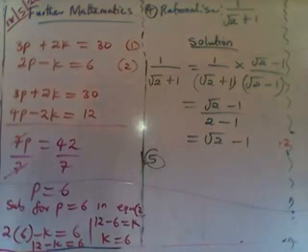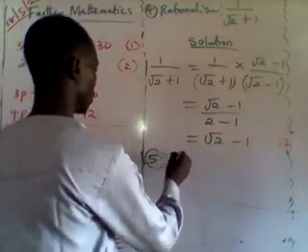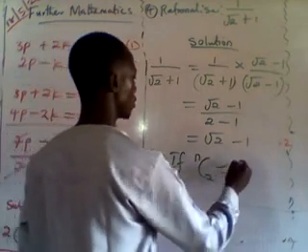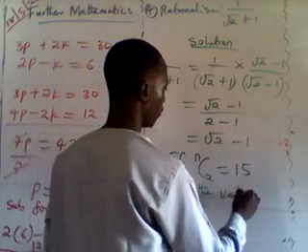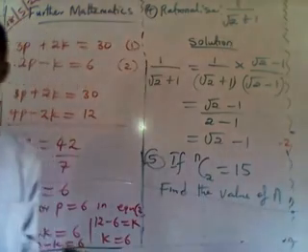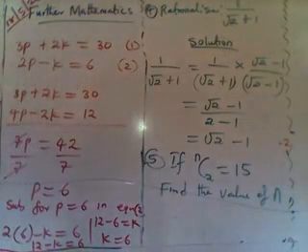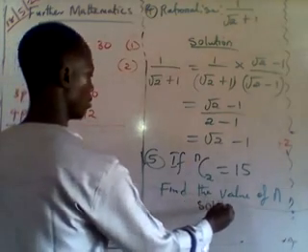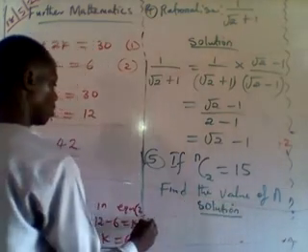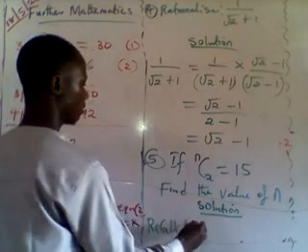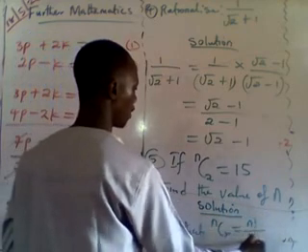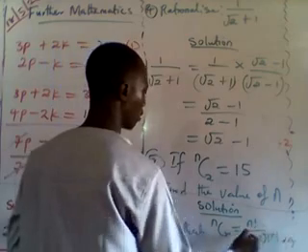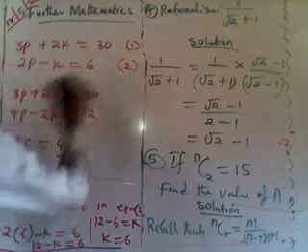The next question says if n combination 2 is equal to 15, we have to find the value of n. Solution to this, you have to recall the formula of combination. Recall that if you have n combination r, it will give you n factorial all over n minus r factorial, r factorial. So that is for the combination.